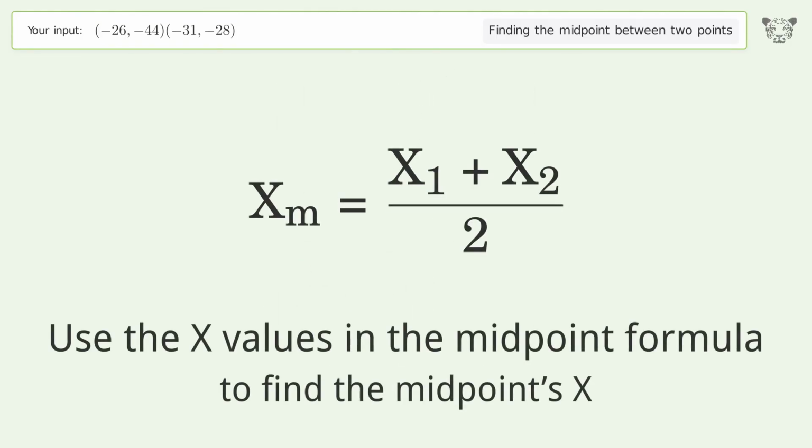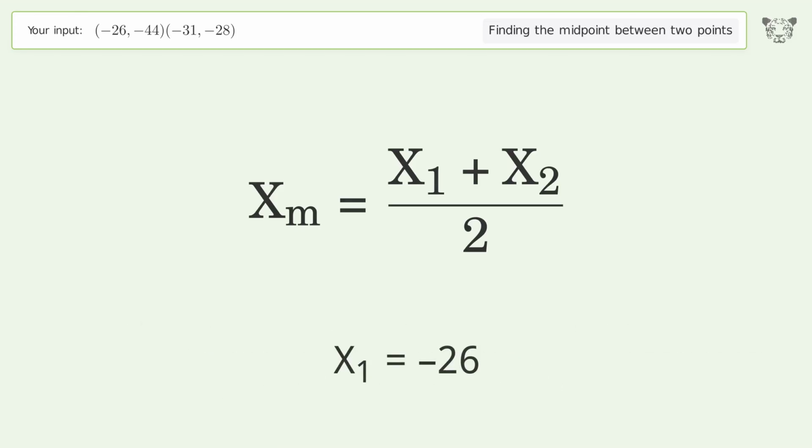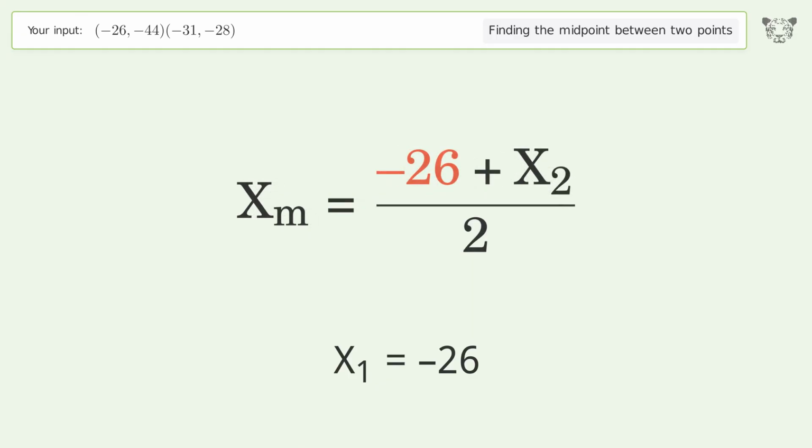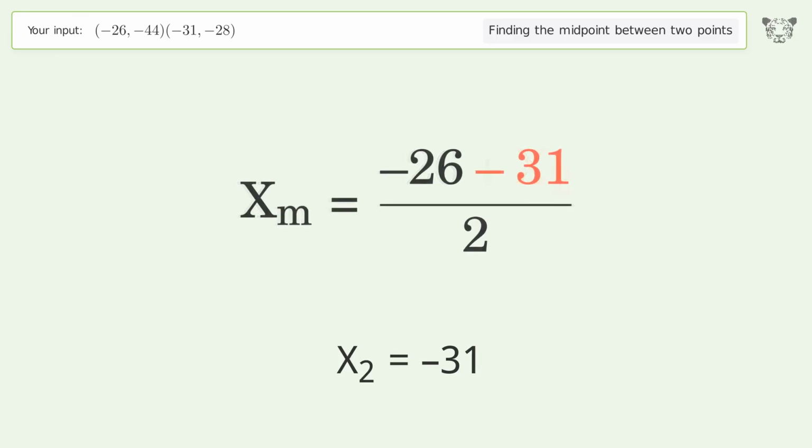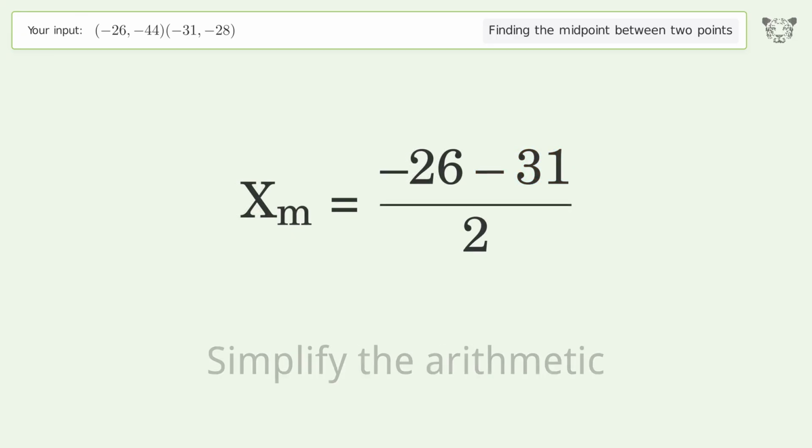Use the x values in the midpoint formula to find the midpoints x. x1 equals -26. x2 equals -31. Simplify the arithmetic.